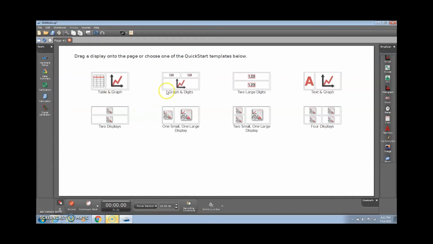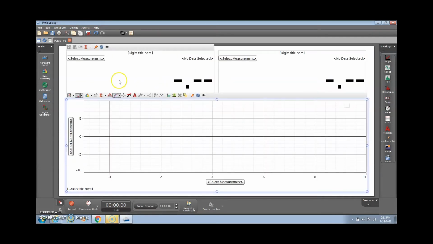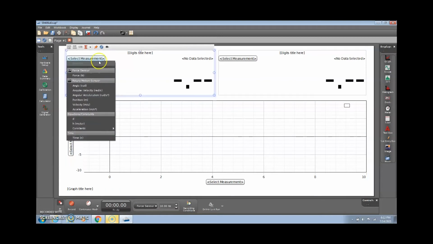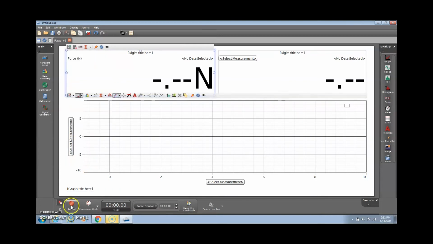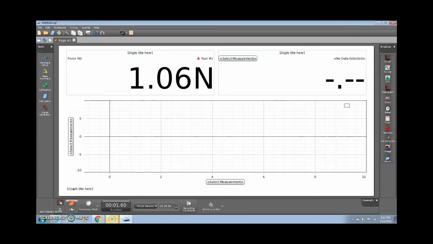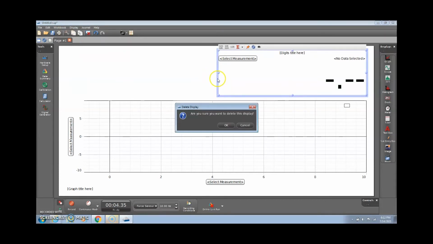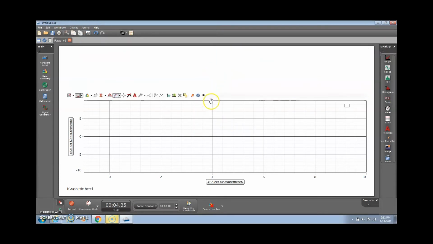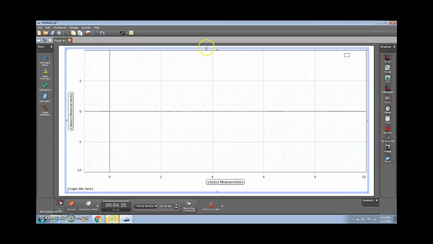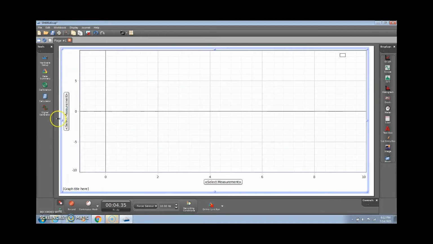Okay, next thing, I'm going to select graphs and digits, just to make certain that the force sensor is still reading the correct value. I'm going to select force here and hit record. Okay, that is correct, so we can continue on. I'm going to delete these two windows because I don't need them. I just want to see as much of the graph below as I can. And I'm going to maximize this graph to fill up the space available.